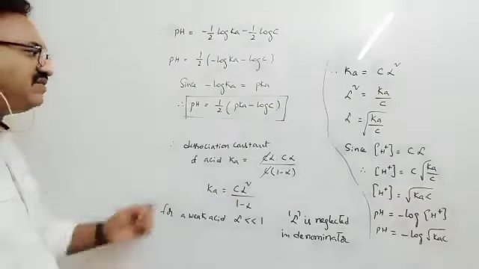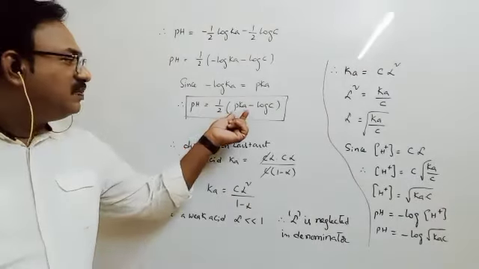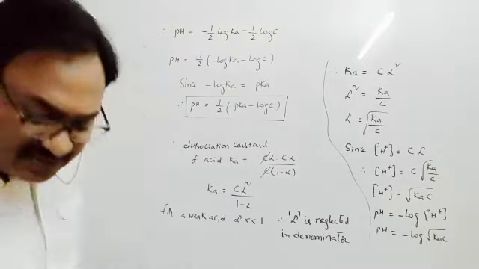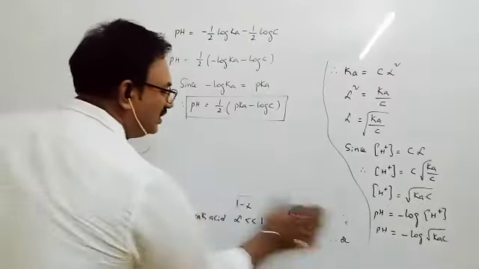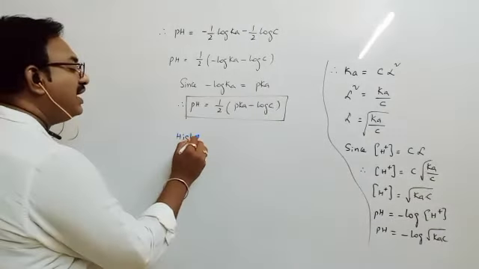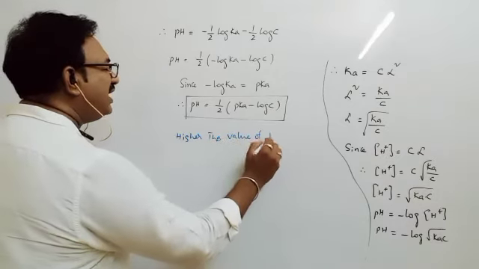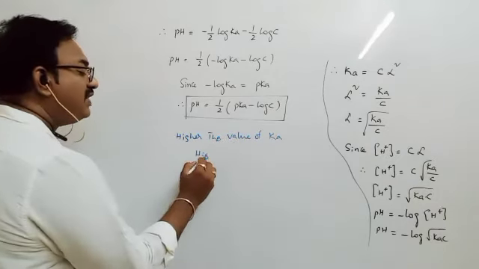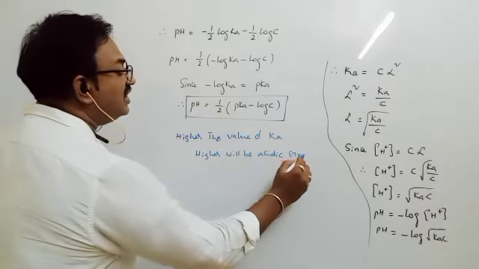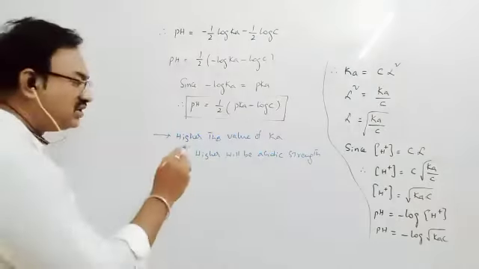So the pH of a weak acid can be represented like this. pH is equal to half into pKa minus log C. Okay. Now, let me go through some important aspects here. Higher the value of Ka, higher will be the acidic strength. Higher the value of Ka, higher will be the acidic strength.